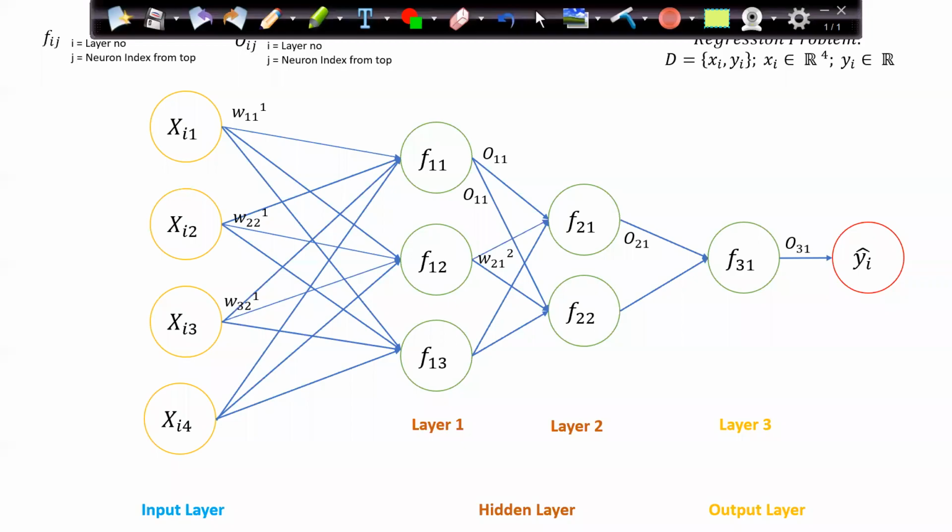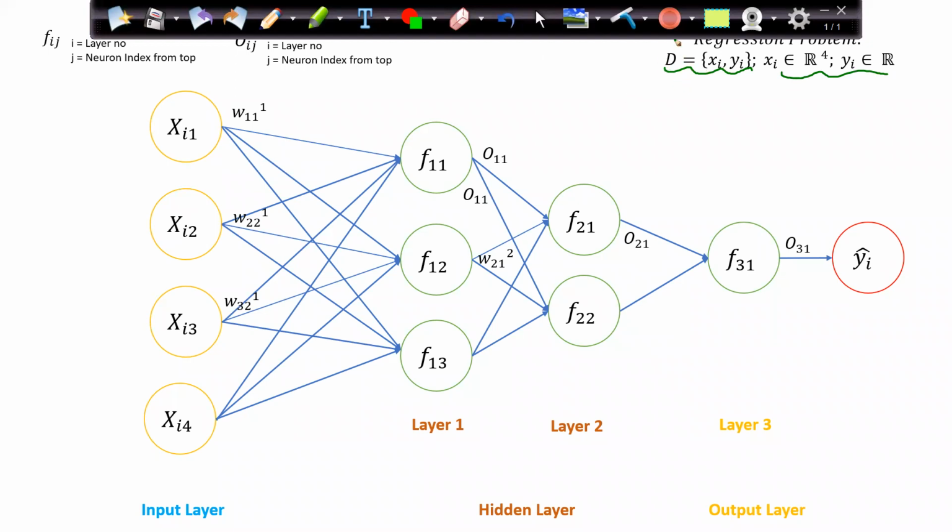In this section, we are going to talk about how to train a multi-layered perceptron model. So basically, here we have to understand how we can train an MLP. Again, we are going with the same regression problem so that it will be easy for us to understand.